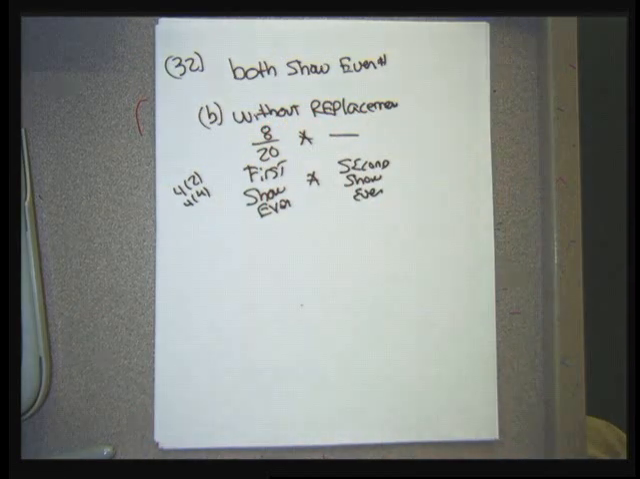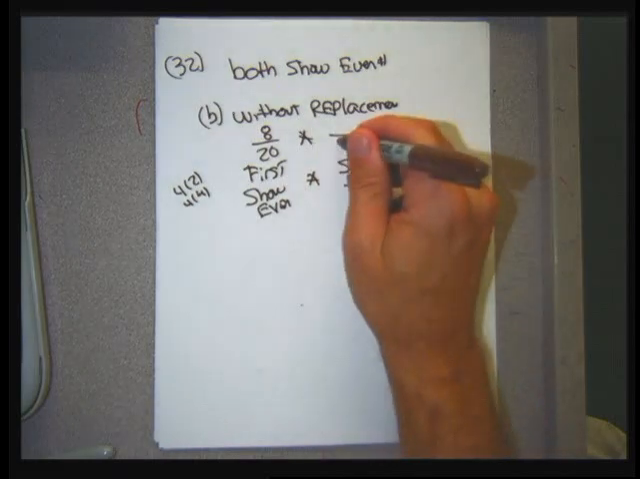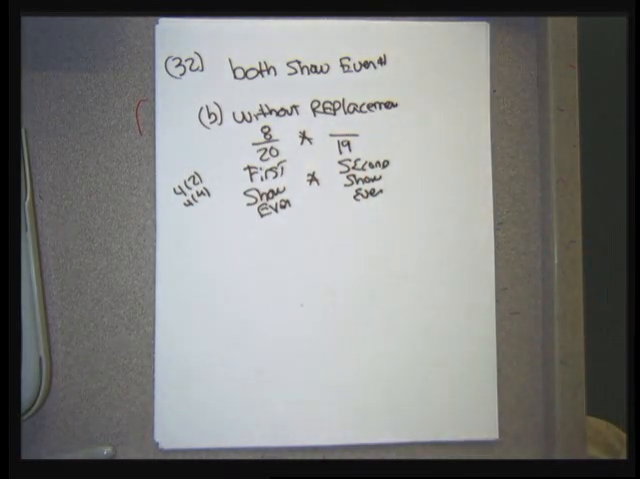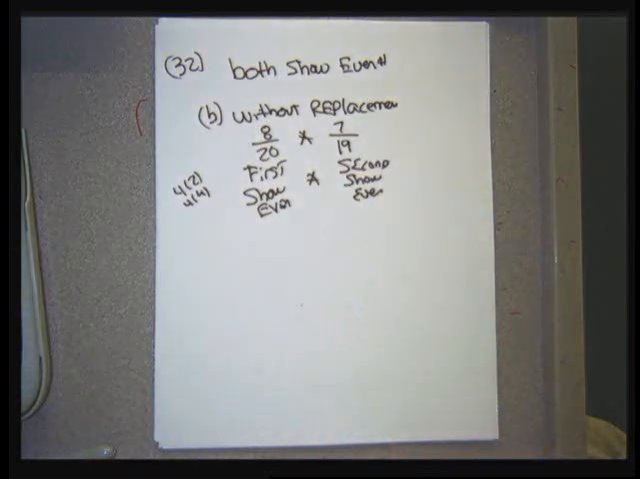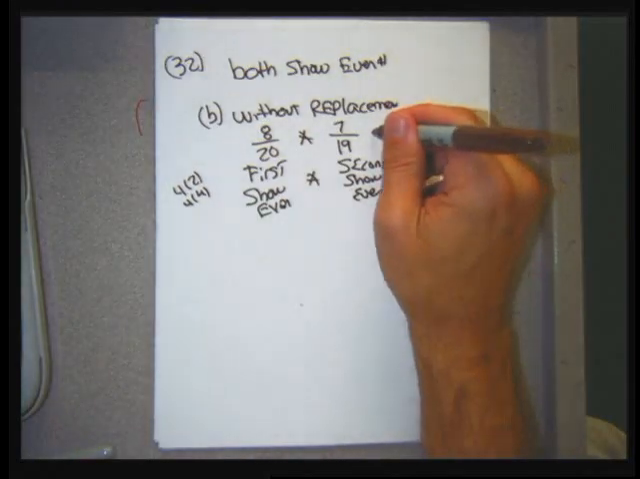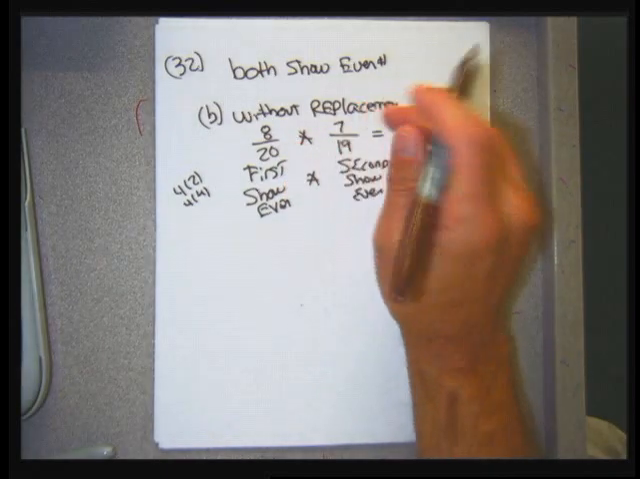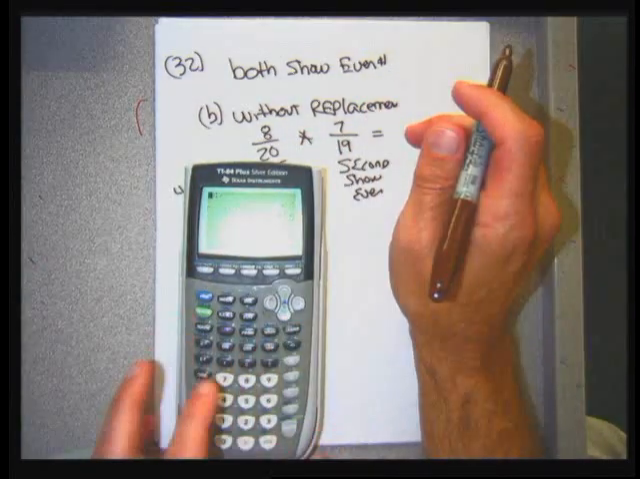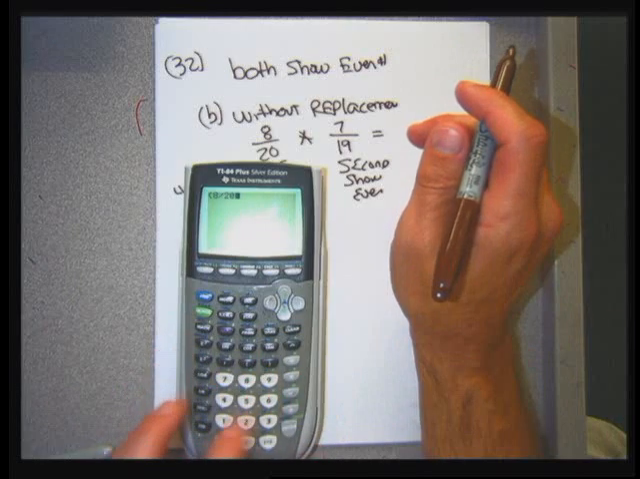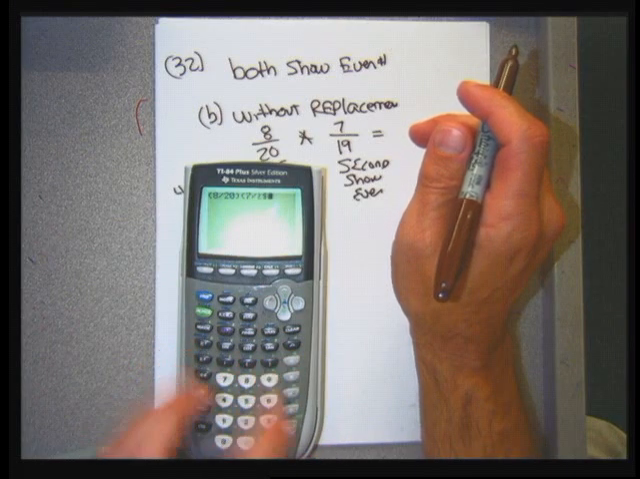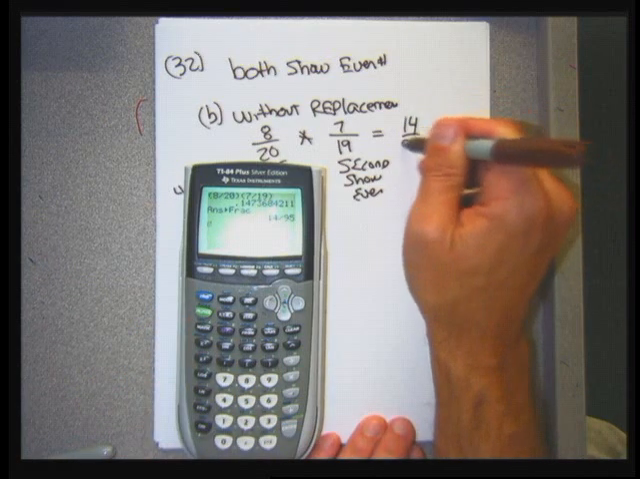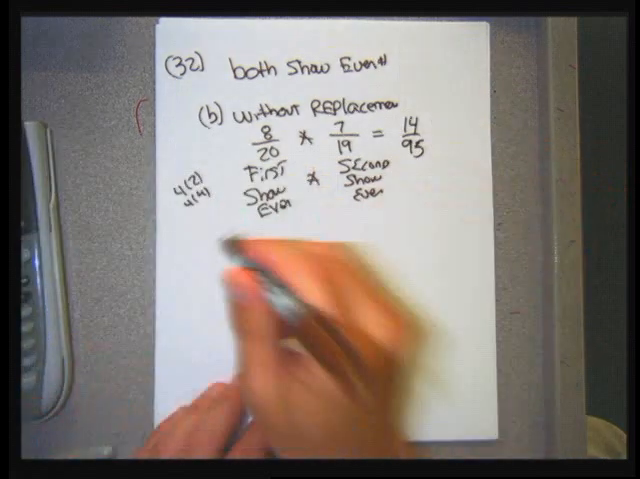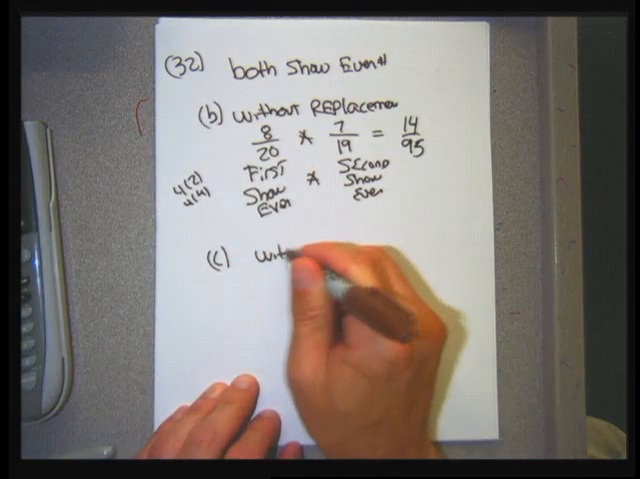I'm going to pull one of those 8 cards out. I'm going to be left with 19 cards, and I have to get another even. I started with 8 evens, but on the first one I took one of the evens away, so I only have 7 left. So my second fraction is going to be 7 over 19. Without replacement, I don't put the card back, so there's only 19 cards to choose from for my second. And now a cheat, 8 divided by 20, parentheses, 7 divided by 19, parentheses, enter, math, enter, enter, and I get 14 over 95.